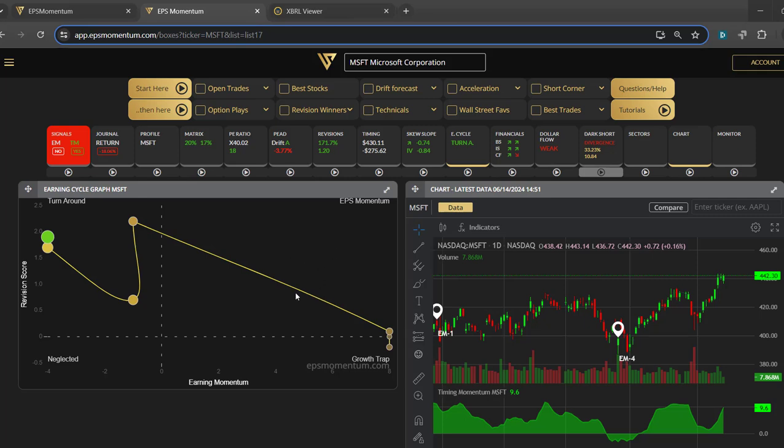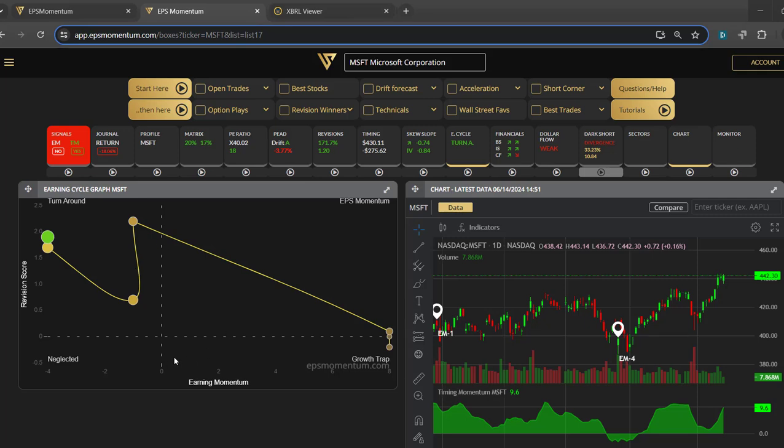Once the momentum slows down, most likely your revision will start going down. Your revision for your quarter will start to head south, and then you would go into the growth trap quadrant. The growth trap is really where you still have a little bit of momentum, but Wall Street is forecasting that the momentum is going to fade away. And then you would start again and go into the neglected quadrant. So it's kind of a clockwise type of cycle here.